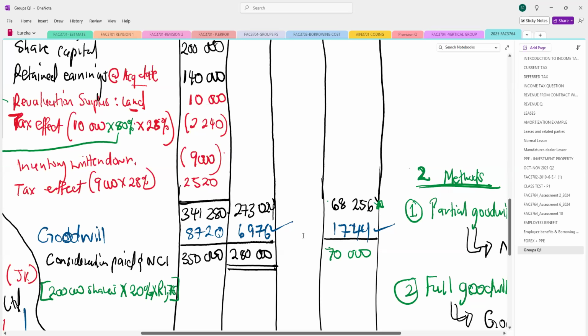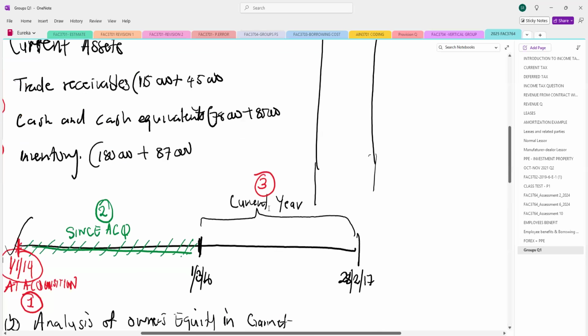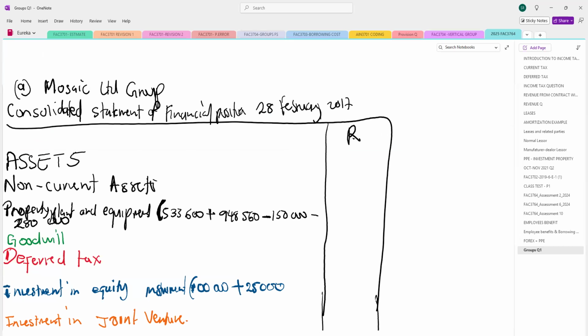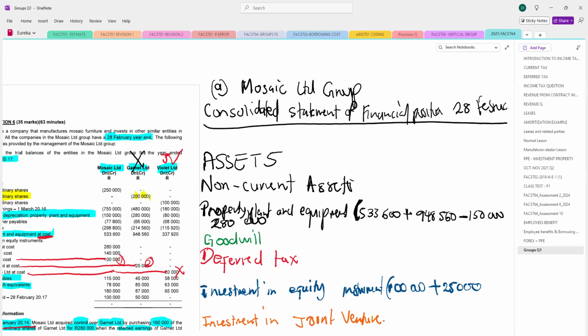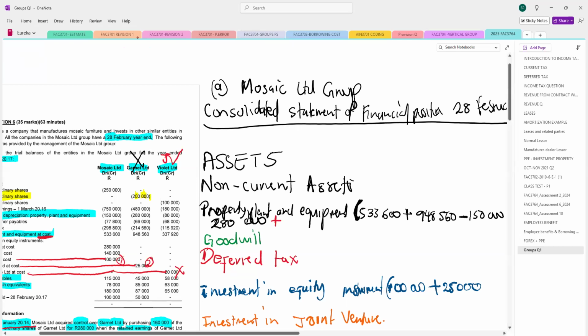Okay, so let's start. The first thing I want to do is the revaluation surplus on land. That means the land's value has gone up by 10,000. I'm going to go to the statement of financial position. All my adjustments are going to be done in red. So I'm going to go to my PPE that is already sitting there, and then I'm adding plus 10,000 Rand. This 10,000 Rand is from the revaluation surplus on land.